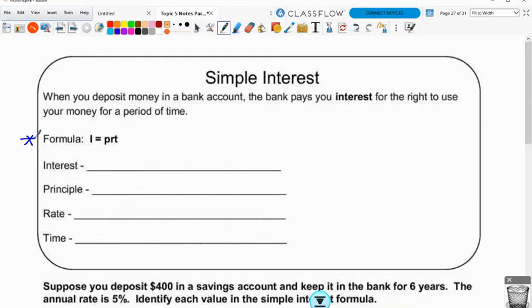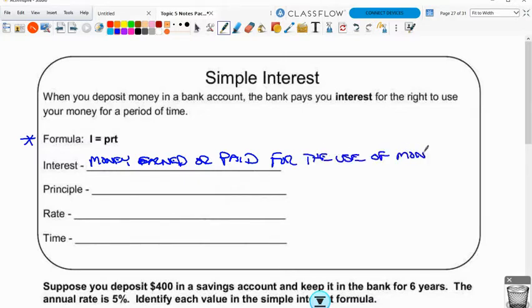We just mentioned interest before. Interest is money earned or paid for the use of money. The bank will pay you interest if you leave your money in the bank account and they can use your money for a period of time. Or you will be charged interest, so you're going to have to pay interest if you borrow money from the bank. That's what interest is.